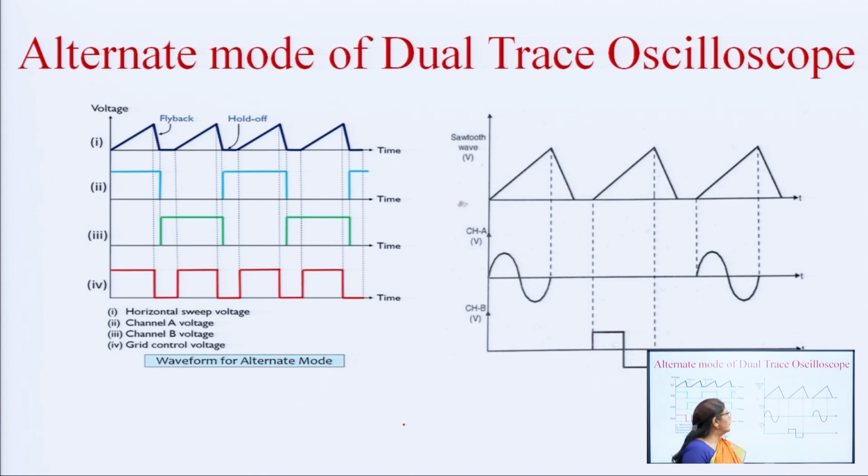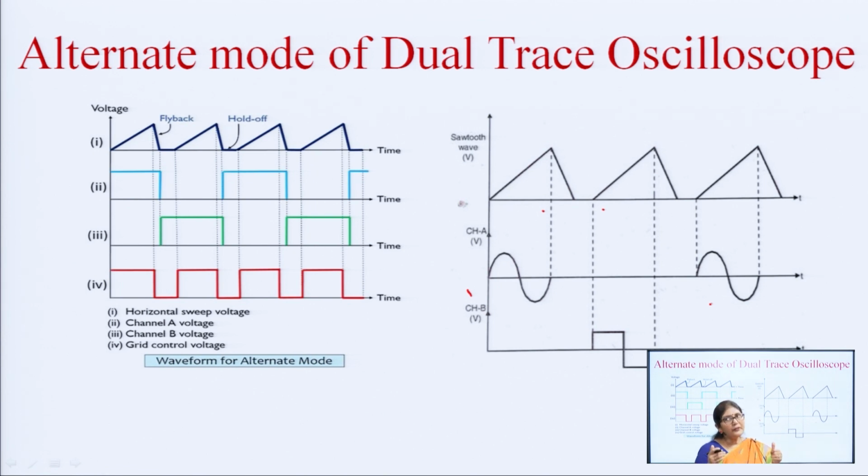So, in alternate mode, for one trace period one waveform is displayed, suppose channel A, and for the next waveform channel B is displayed. Again for the next cycle channel A is displayed. So, for one trigger cycle, one sawtooth wave cycle, one signal is displayed, and for the second sawtooth cycle the second signal is displayed. So, 1 2 1 2, and this way both signals are displayed on the screen separately, but we will see it as a continuous signal.